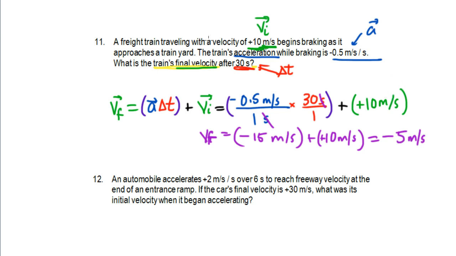Now, let's think about this for a second. If the freight train is traveling with that velocity, and then it begins braking, will the brakes cause it to go in the negative direction? It's moving to the right, plus 10 meters per second. Now, this answer tells me that it's moving to the left, negative 5. When putting on brakes, you're not necessarily going to cause the car to move in the opposite direction.